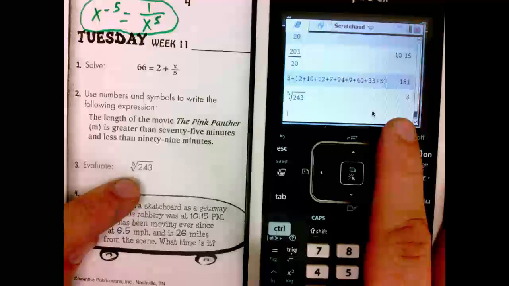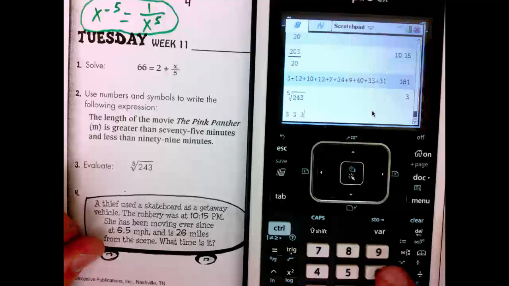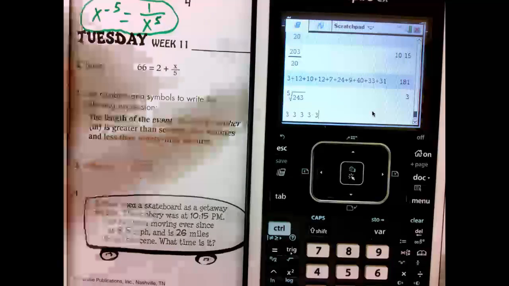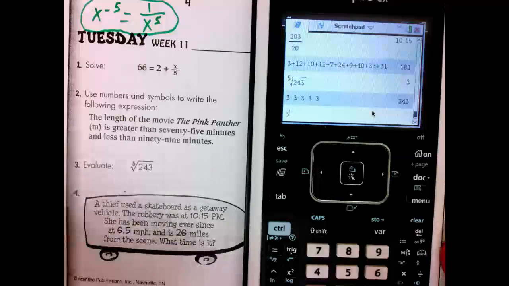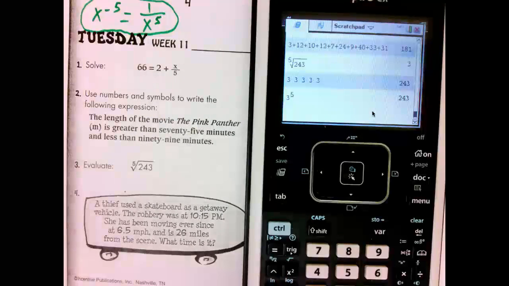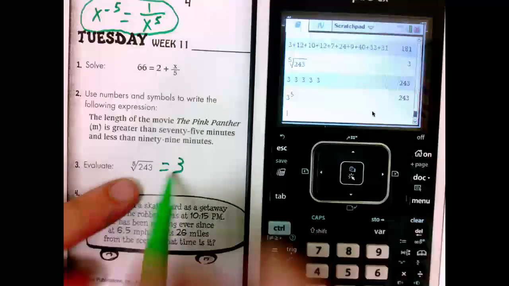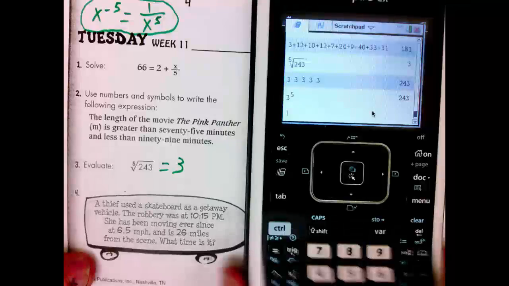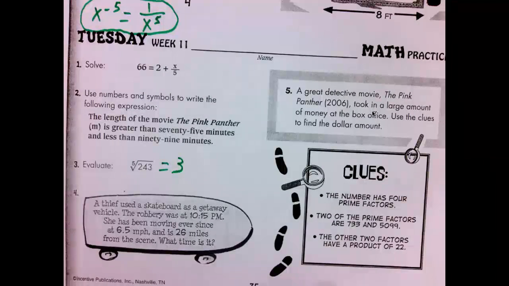It's 3. Let's verify that. 3 times itself 5 times should be 243. Another way to write that is 3 to the power of 5. All right, so we see the fifth root of 243 is 3. Okay. I will leave the rest of these problems for you.